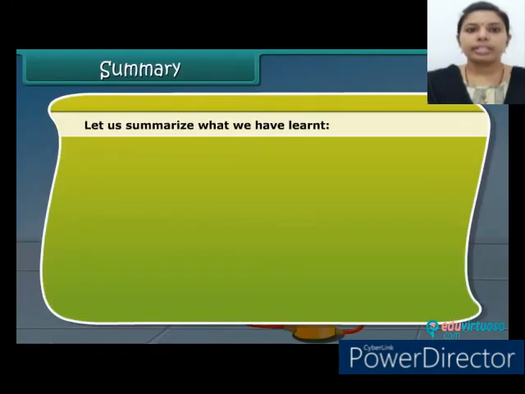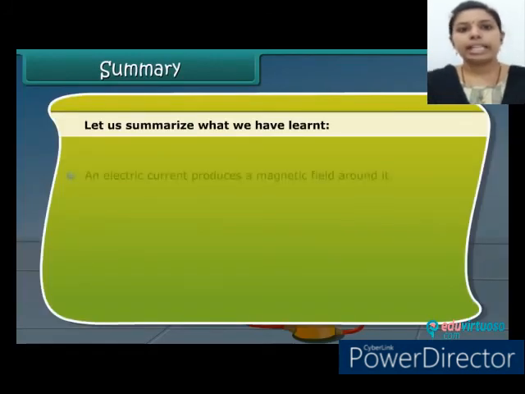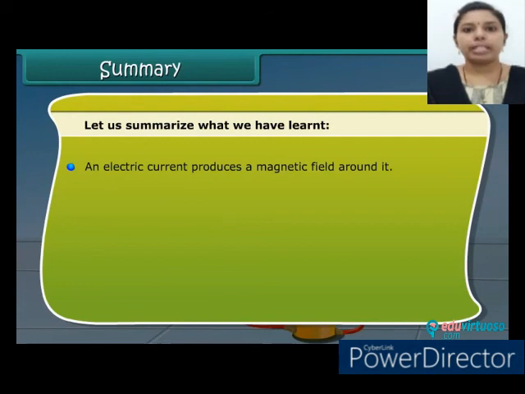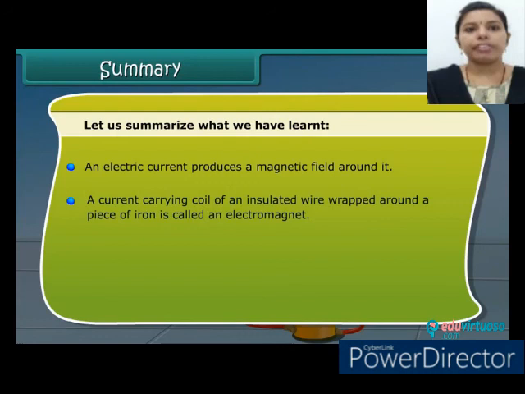Let's summarize what we have learnt. An electric current produces a magnetic field around it. A current carrying coil of insulated wire wrapped around a piece of iron is called an electromagnet. Electric bell functions on the principle of the electromagnet.